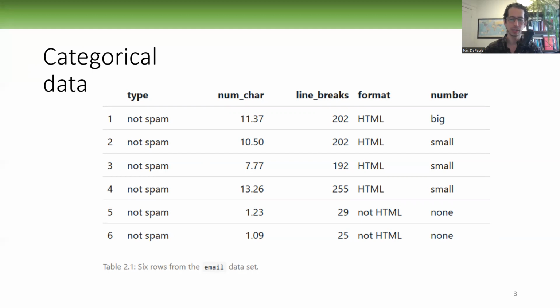Well, it's clear that type is a categorical variable, format is a categorical variable, and number is a categorical variable, even though number sounds like a numeric variable, so you always got to be careful with that. And number of characters looks numeric, and line breaks looks numeric. So this is data of emails. These are characteristics of emails, and each record is an email or an instance of an email.